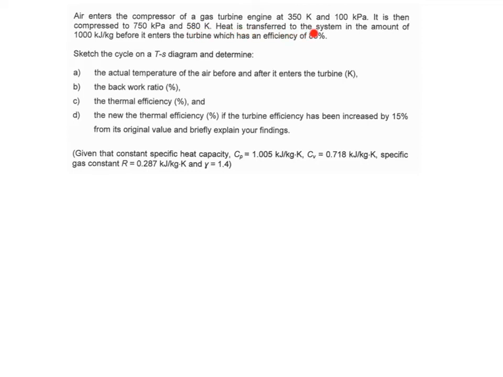Heat is transferred to the system in the amount of 1000 kilojoule per kg. So heat is transferred to the system basically means that it is a Q in. Before it enters the turbine, which has an efficiency of 85% of work. So now you know that your turbine is no longer work at 100% efficiency. Alright, so let us plot this thing first.